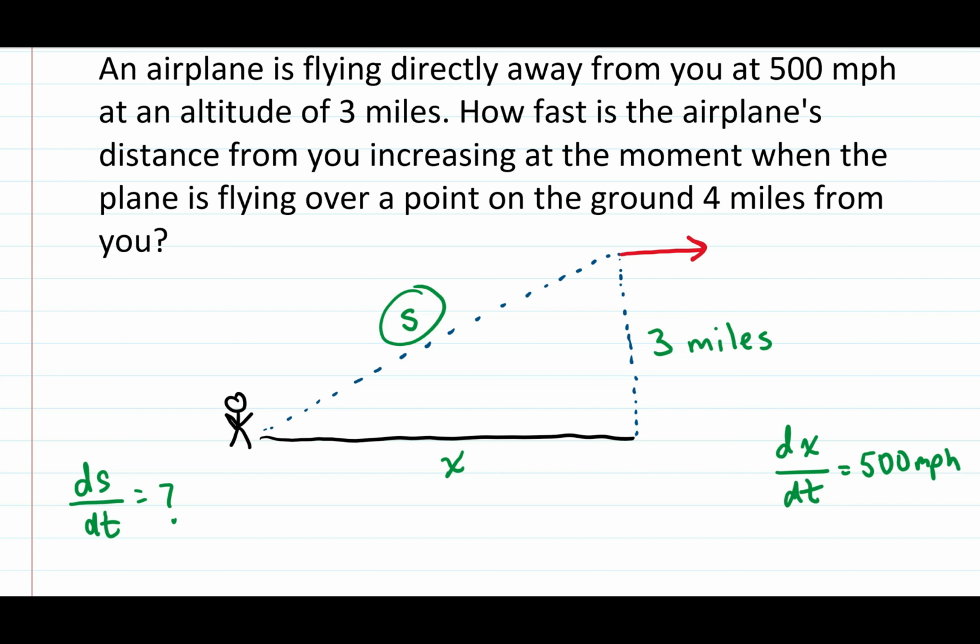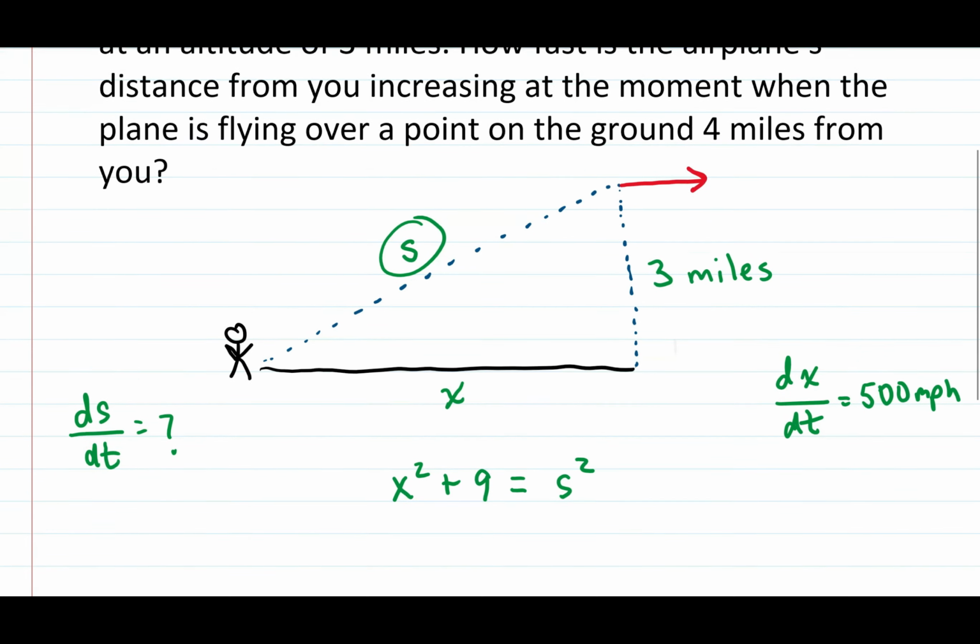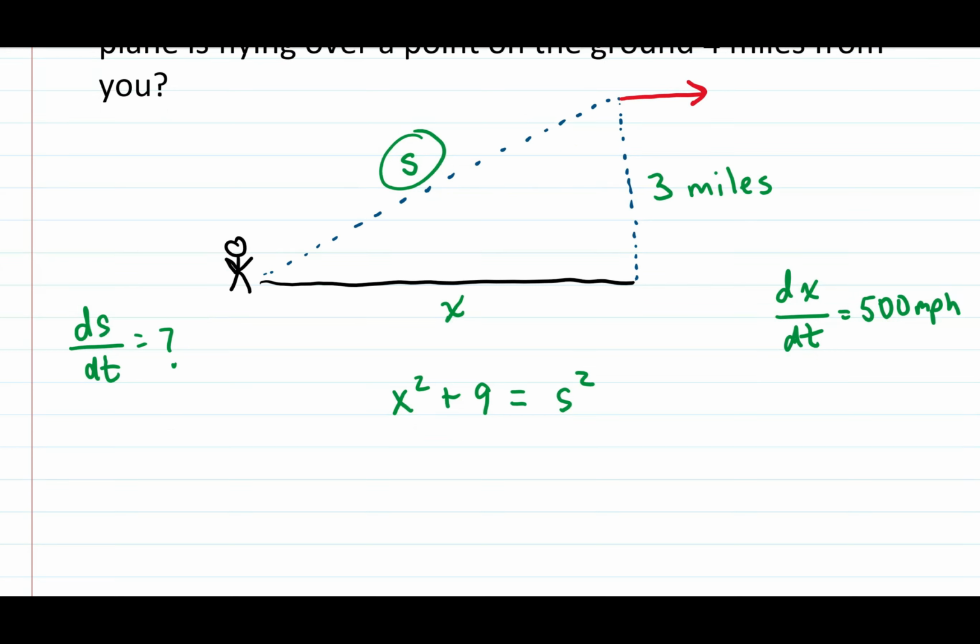And then by the Pythagorean theorem, we know that x squared plus 9 is equal to s squared. Taking the derivative with respect to the independent variable t, we can obtain 2x, right? Using the chain rule, derivative of the outer, keeping the inner the same. And the derivative of x with respect to t is just dx/dt.